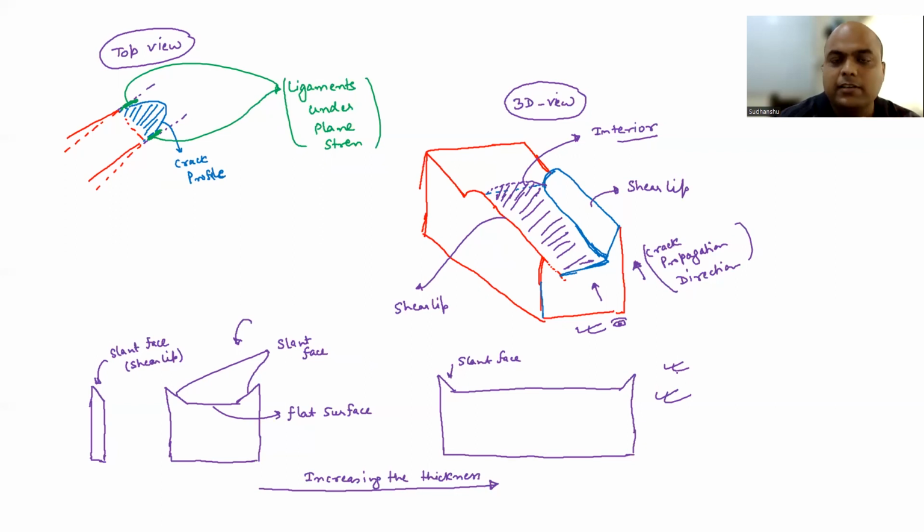Okay, so this is how we correlate the tunneling effect with the fracture toughness. That means that the relative proportion of the slant face as well as the flat surfaces with respect to thickness, we can correlate with the fracture toughness.